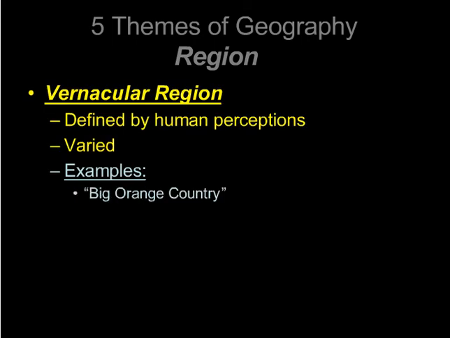The last region is the vernacular region, the last of the three. This is more defined by human perceptions of those from that region, and so this can be quite varied. Some examples. I just came from Big Orange Country. Most people don't know what Big Orange Country is, but it's what people in East Tennessee, near Knoxville, call themselves. You see this all over billboards, "Welcome to Big Orange Country." This is very much the perceptions of the people who live there, as the home of the University of Tennessee and the athletic programs, whether it be Lady Vol basketball or UT football.